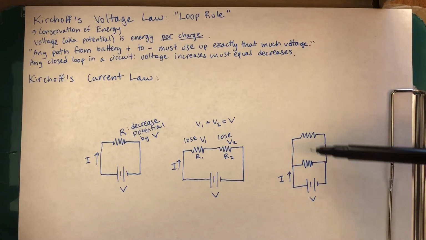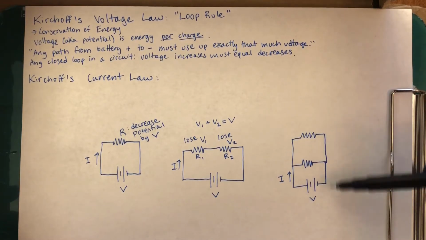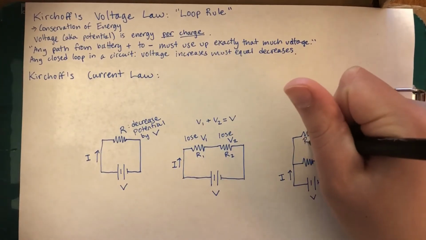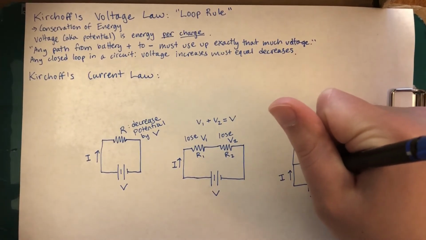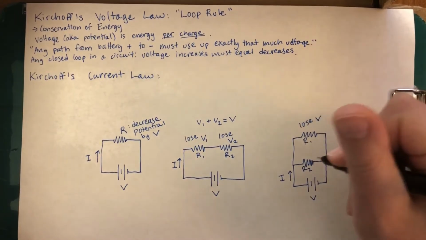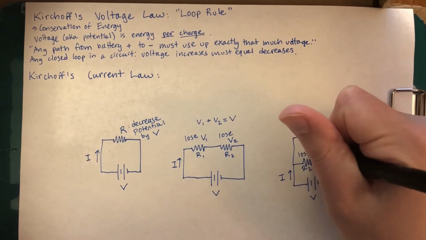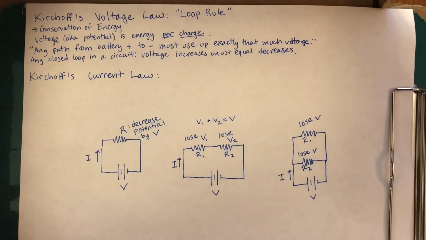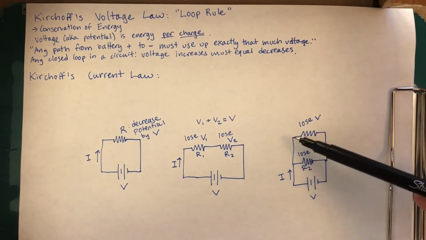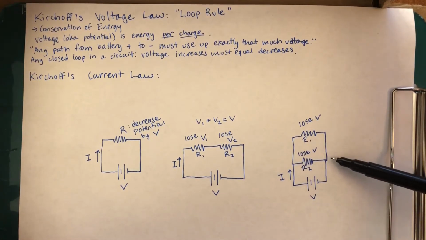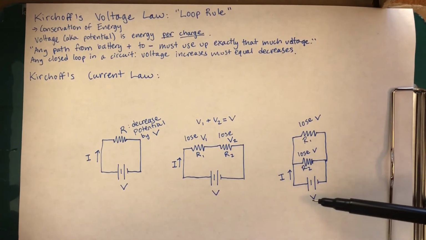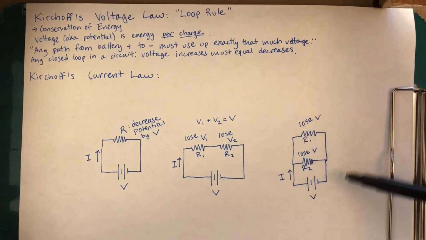The result of this is that because it only needs to go through one of them, each of these, even though they might not be the same resistance, is going to lose exactly the amount of voltage that the battery is providing. Whether a charge goes through R1 or through R2, it's going to use up all of the energy that it got from the battery just going through that one resistor, because it's going to go through one and not both.